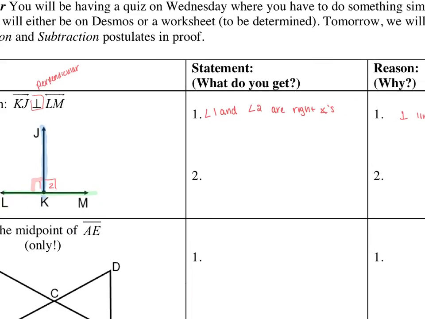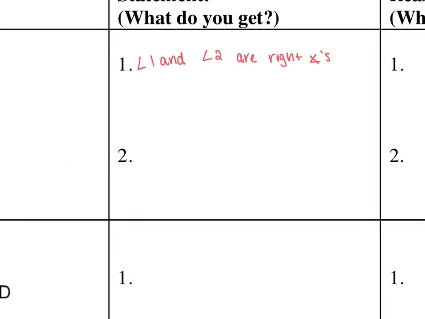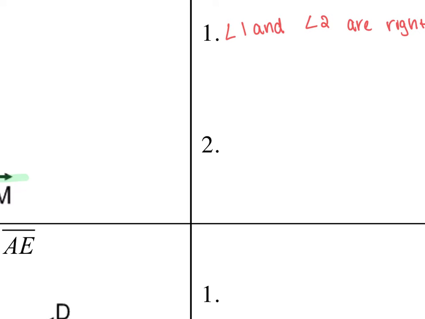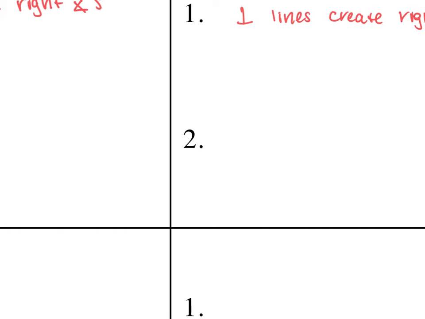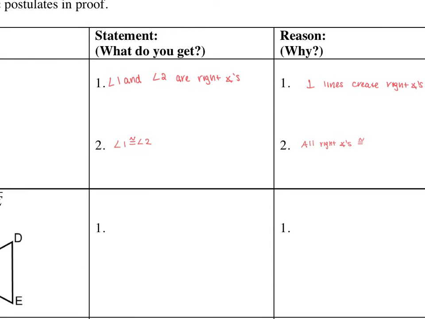Now here's the thing. We know all right angles are equal to 90 degrees. So angle 1 is 90 degrees and angle 2 is 90 degrees. That means I can say angle 1 is congruent to angle 2. My reasoning would just be all right angles are congruent. You can't say definition of perpendicular for this because perpendicular doesn't say that they're congruent. Perpendicular just says that they create right angles.